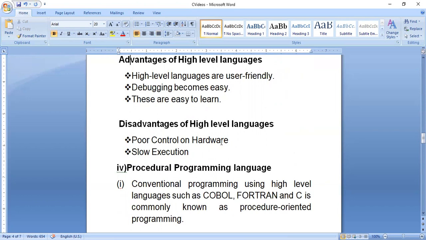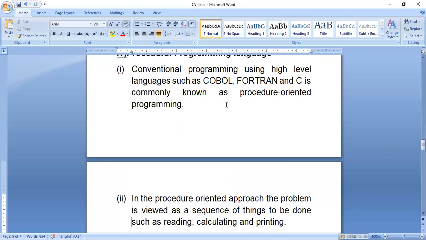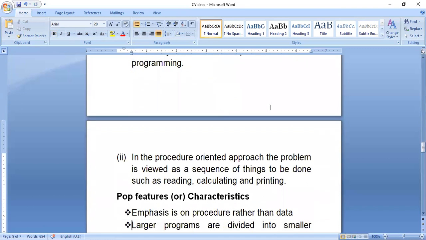Next, fourth one, procedural programming language. Conventional programming using high-level languages such as COBOL, Fortran, and C is commonly known as procedure-oriented programming. Structured programming is also the same. In this procedure-oriented approach, the problem is viewed as a sequence of things to be done, such as reading, calculating, and printing. So three things are happening mainly: reading, calculating, and printing.